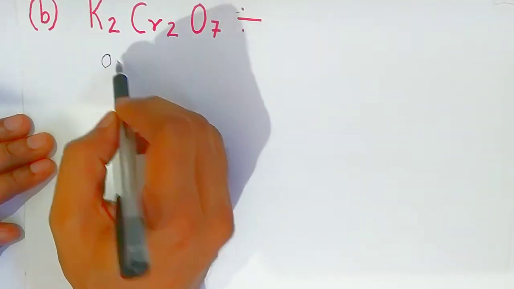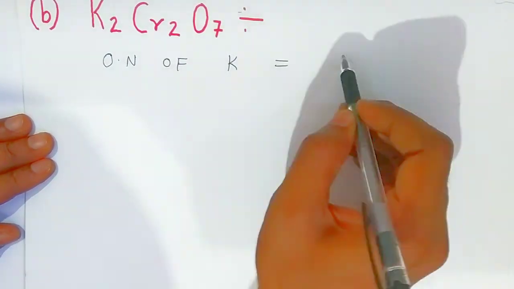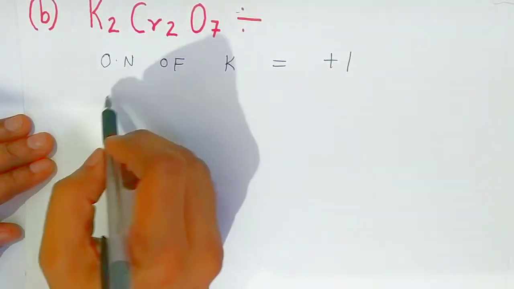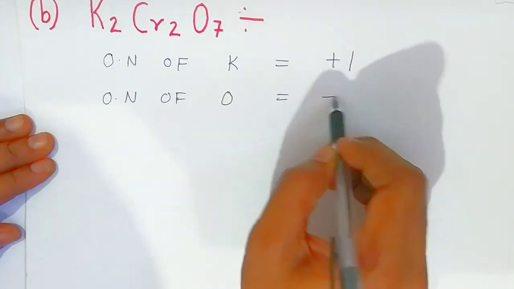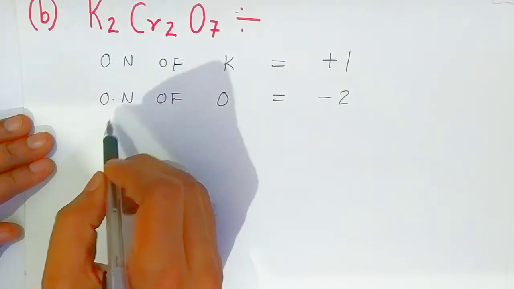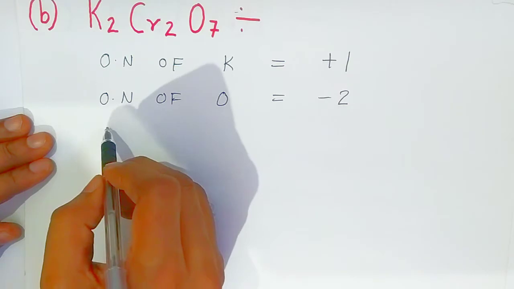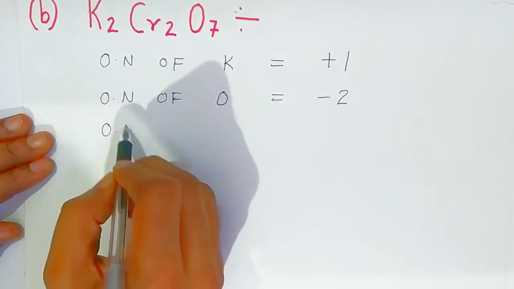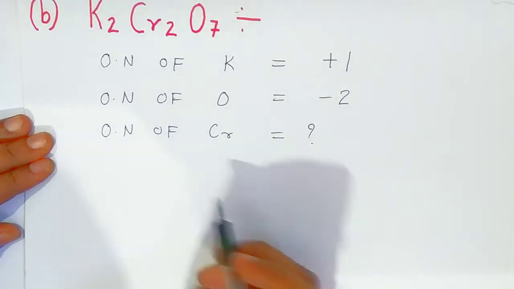First write down the oxidation number of potassium, that is +1. The oxidation number of oxygen atom we are taking as -2. Now we have to find the oxidation number of chromium. What will be the oxidation number of chromium, students? That is the important part. So this is how you are going to write.